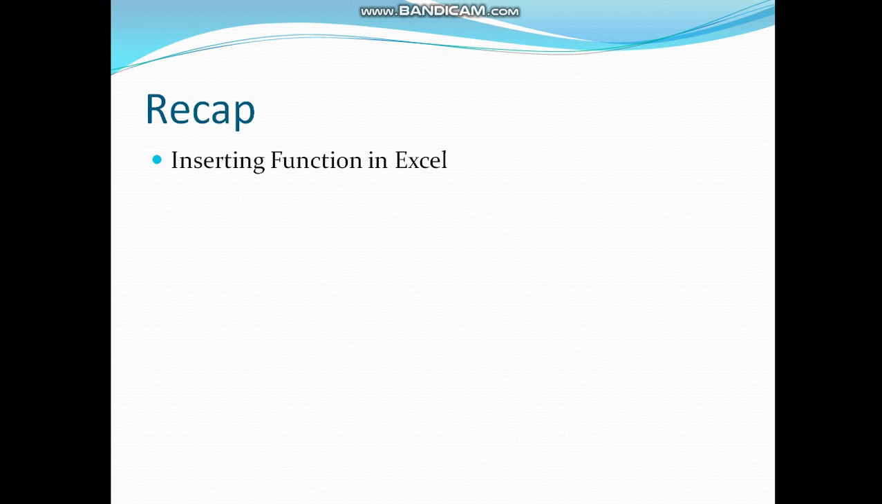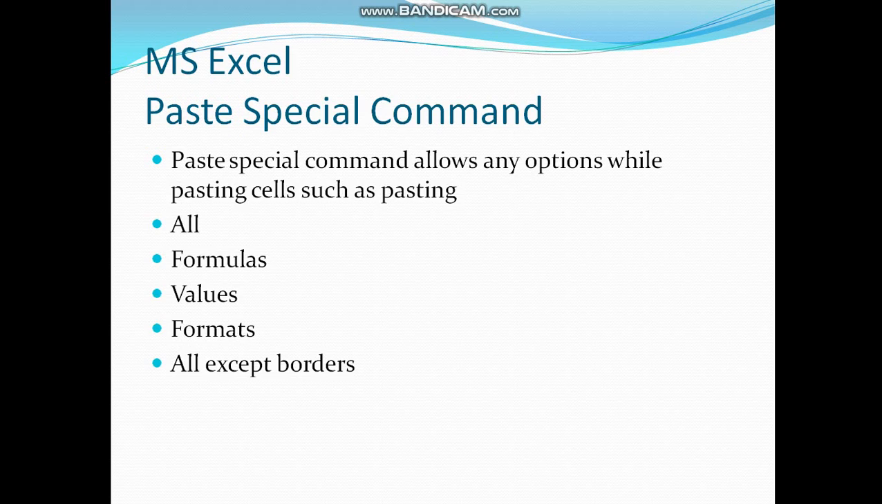First of all, I will give you the recap of the previous lesson. In our previous lesson, we discussed inserting functions in Excel. To insert a function in Excel, first of all, you have to click on the Insert tab and then click on the Insert Function button that is represented by FX. After that, a dialog box will appear, and from that dialog box you will select your required function and give the range of the cells on which you want to apply that function and click the OK button.